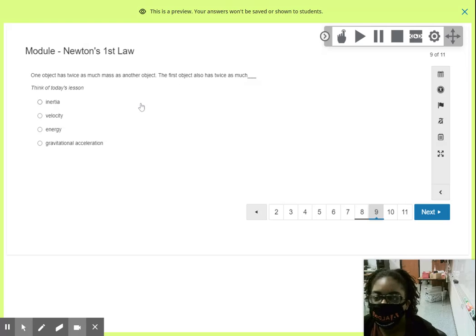Here, next question. An object has twice as much mass as another object. So that first object also has twice as much of, what did we talk about today? Inertia. The bigger your object, or the bigger the mass, the bigger the inertia, the bigger the resistance to change its motion.